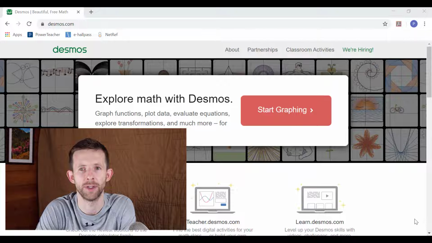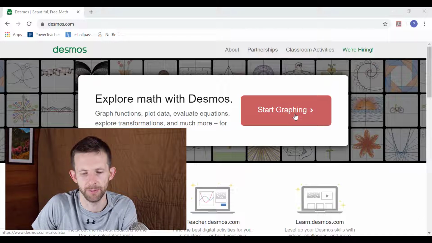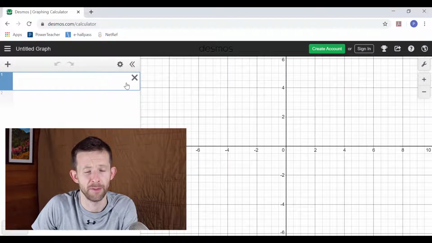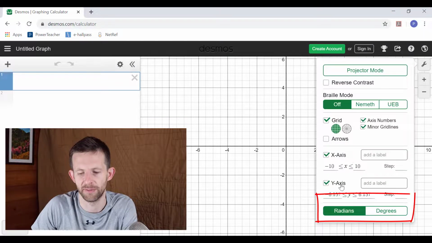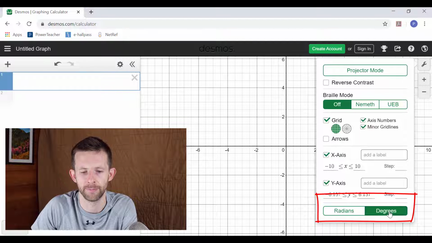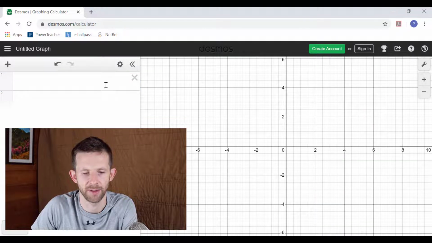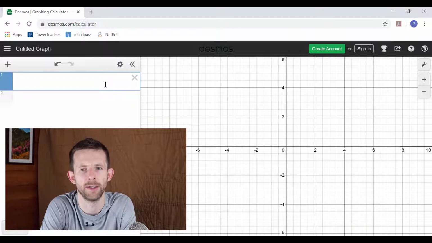When I'm doing triangle trig, I need to familiarize myself with a number of trig functions. I will do that in Desmos. The first thing I need to do when I go to Desmos and I'm working with triangle trig is to change my settings from radians to degrees. Now the three basic functions we're going to be working with are sine, cosine, and tangent.